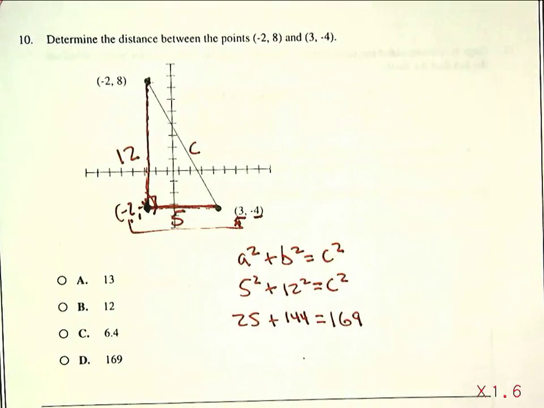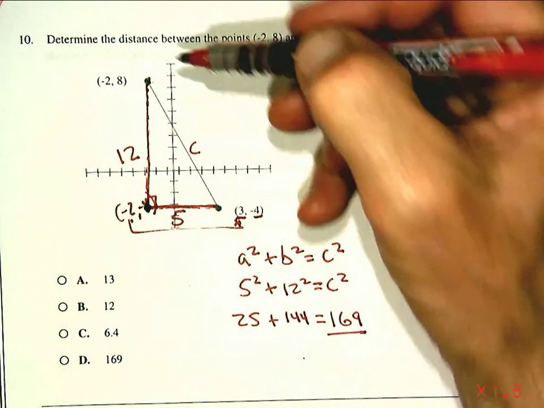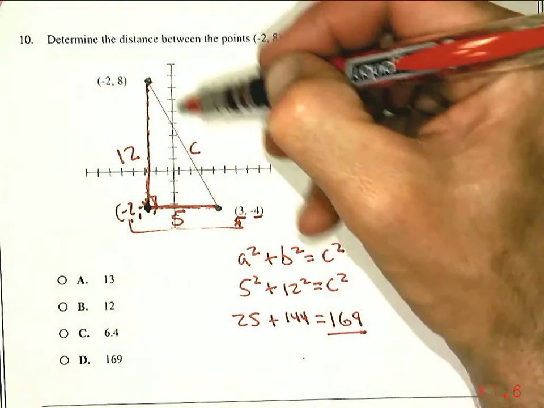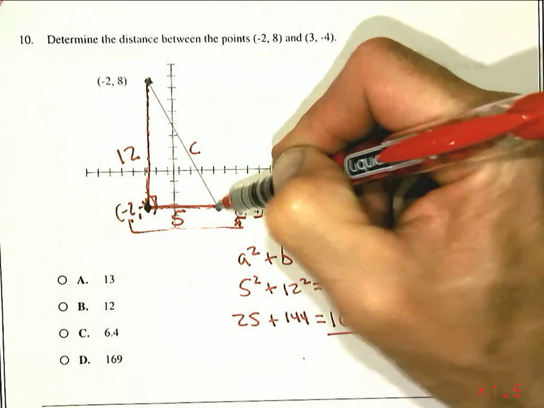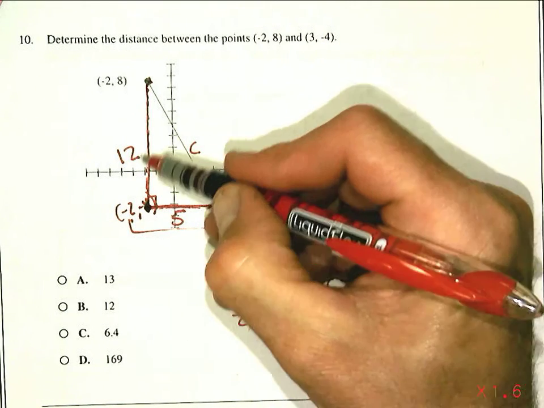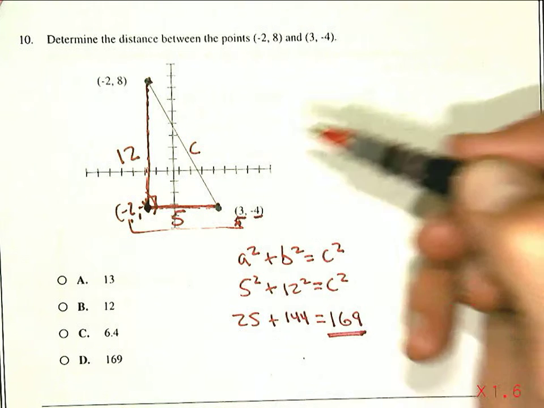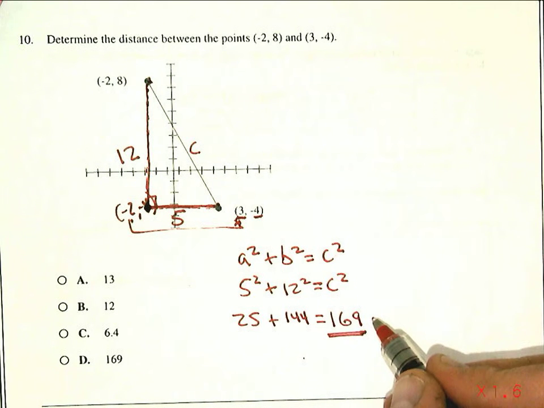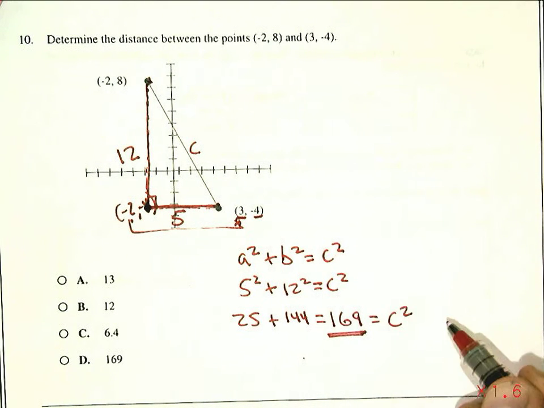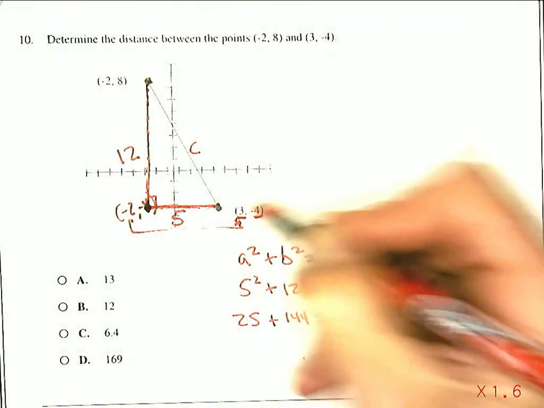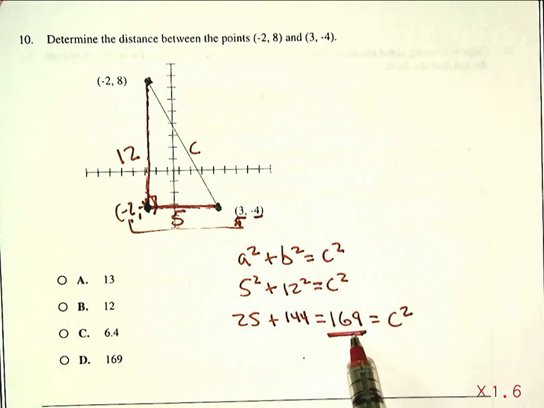Now that's not the answer, and that's one of the reasons why it's in the answer choices, because many people will get to this point and think that's the right answer. But if you think about it for a second, from there to there, there's no way it's 169, not when this one is 12 and that one's 5. So you have to remember that this is equal to C squared, and what we want is just C. So to find the correct answer, we have to take the square root of 169 to get C.